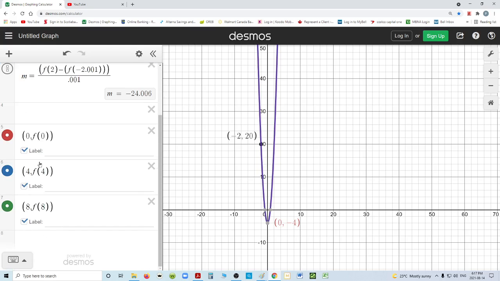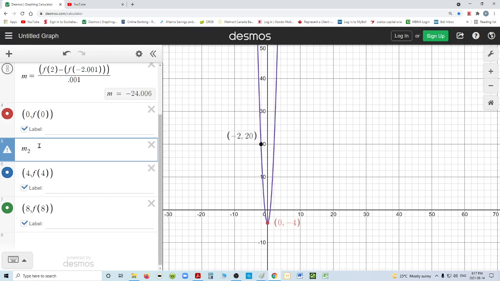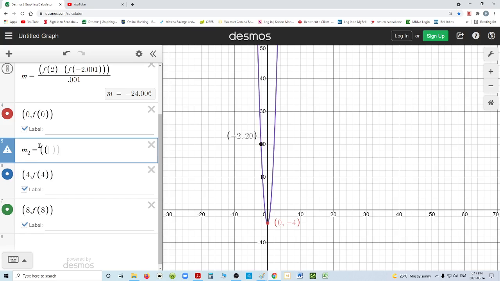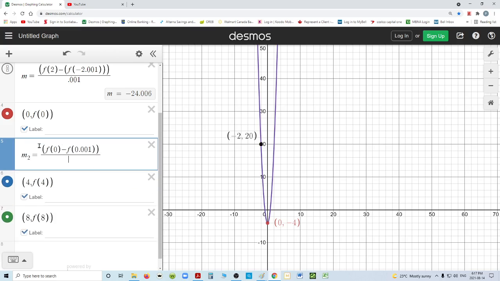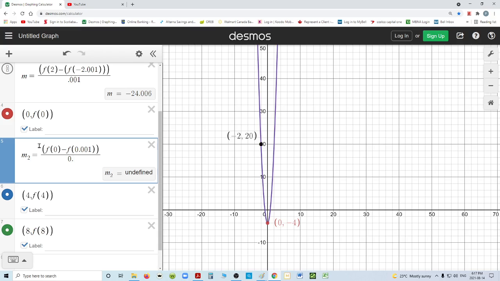Okay, now let's figure out the 0 one. This is going to be interesting. So now I'm going to do m2 is equal to f of 0 minus f of, let's say, 0.001. And of course, I'm going to divide it by 0.001. Look at that. What numbers? I know it's negative, but what number does it look like it's approaching as I add more zeros to this? Looks like it's approaching 0, especially if I took it on the other side of it, right?